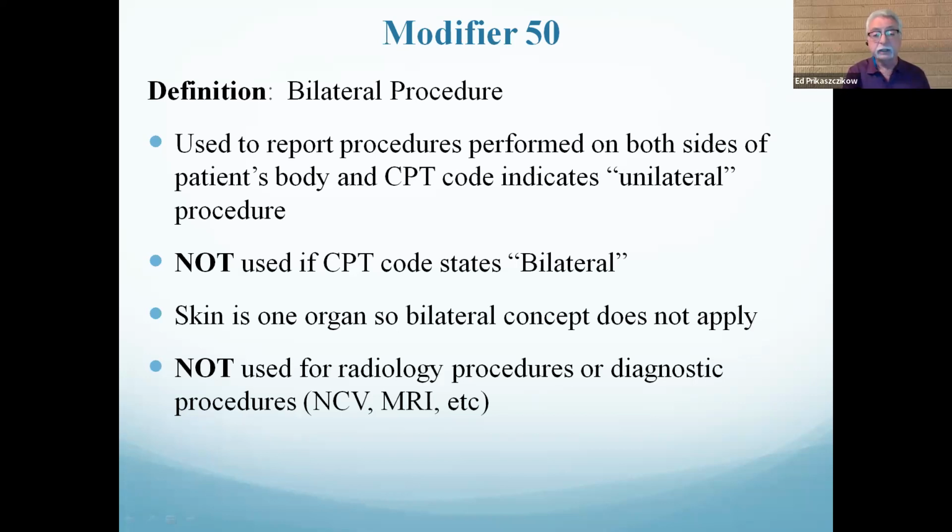The best option would be to use, on one line on the claim, the CPT code down to 2829, whatever, and use the bilateral modifier -50. Now, we don't use those on skin procedures because skin is one organ, so there's no bilateral or unilateral to that. Also, it's not used for radiology procedures or diagnostic procedures either.